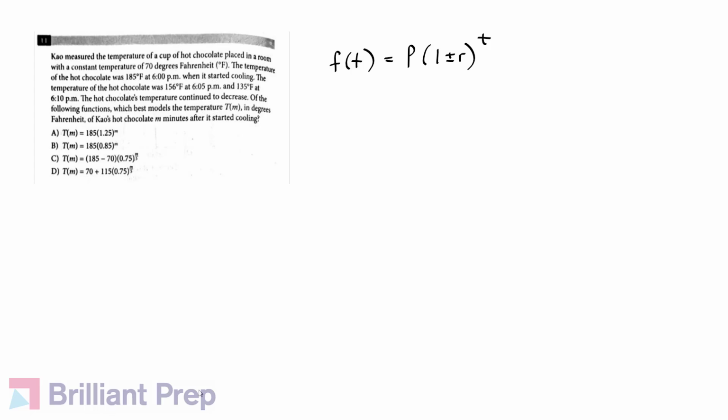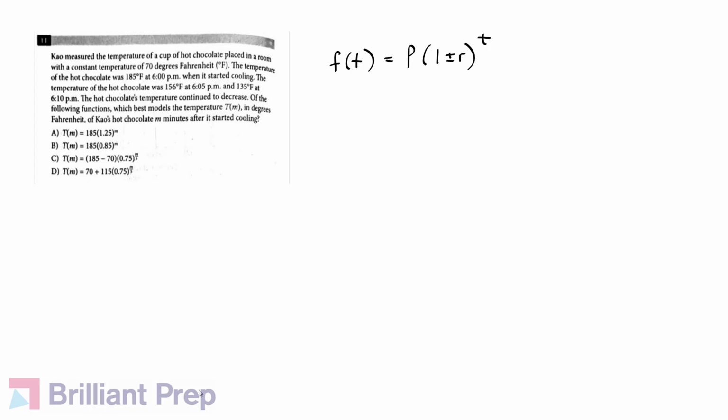So P in this formula is the initial value of whatever it is you're measuring, or it's the y-intercept. R is the percent increase or decrease as a decimal. So if it's increasing, it'll be a plus here. If it's decreasing, it's a minus. And then T is the time, in whatever unit of time is given in the problem. So that's our standard formula.